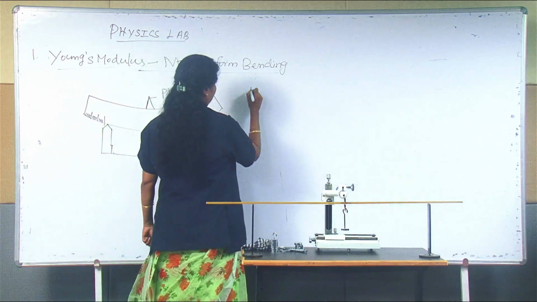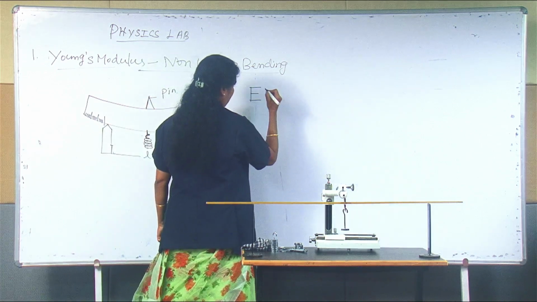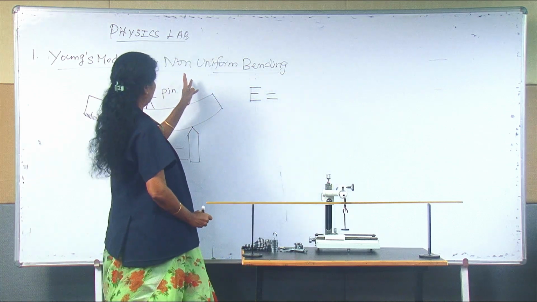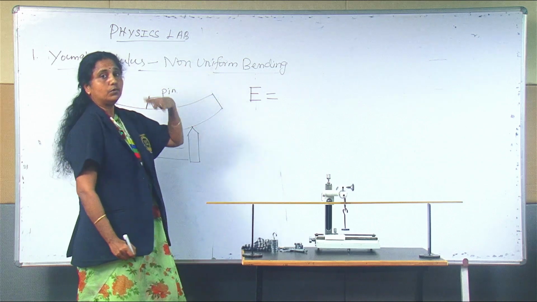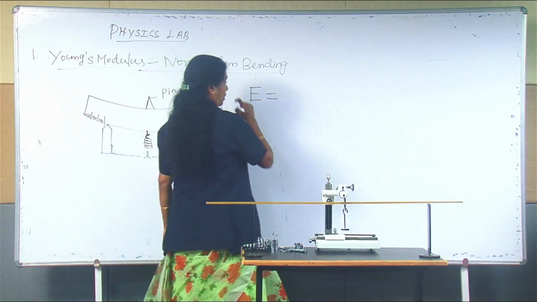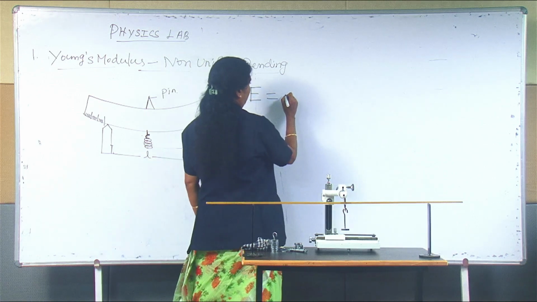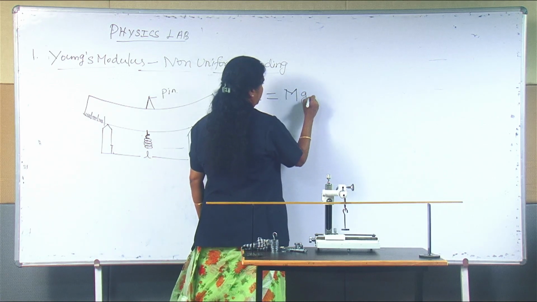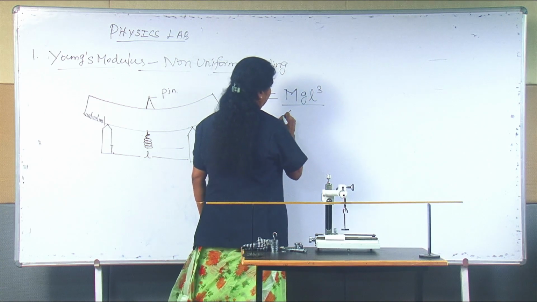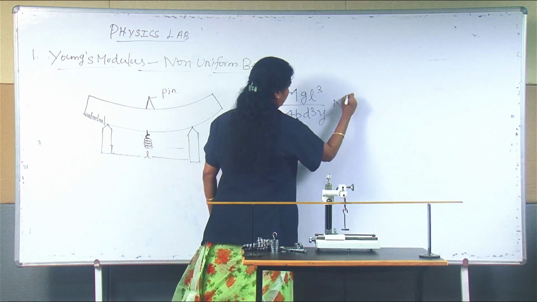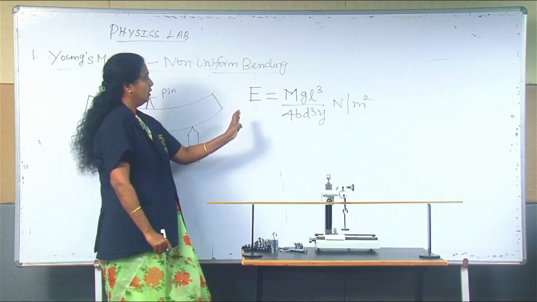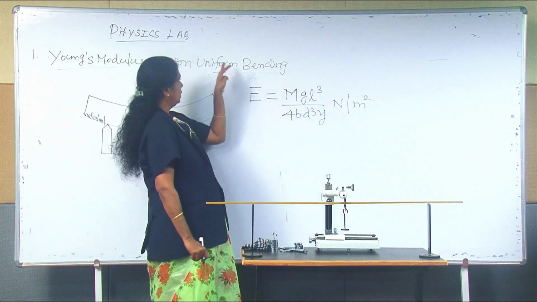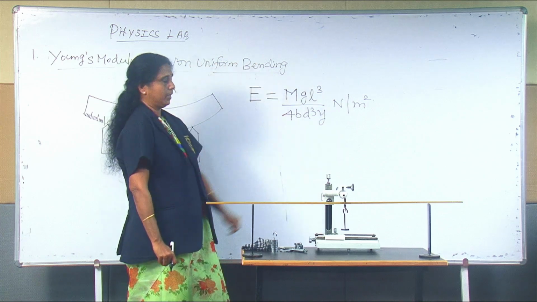There is a formula to find the Young's modulus value. That is the Young's modulus, taken as E. There are two different methods: the non-uniform bending method and the uniform bending method. For the non-uniform bending method, the formula is mgl cube by 4 b d cube y Newton per meter square. So this is the formula to find the Young's modulus by the non-uniform bending method.